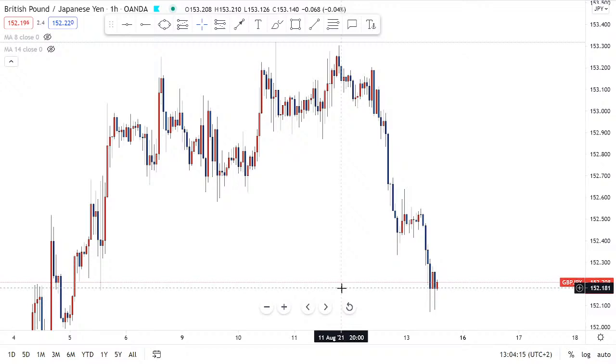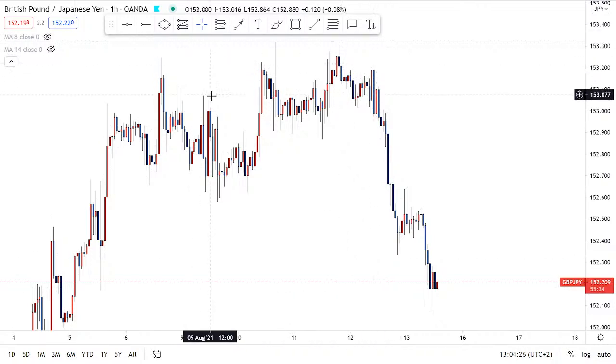So what I'm gonna be covering today is that I'm gonna be showing you how I draw my zones and how I actually take trades. So now I'm on GBP JPY.